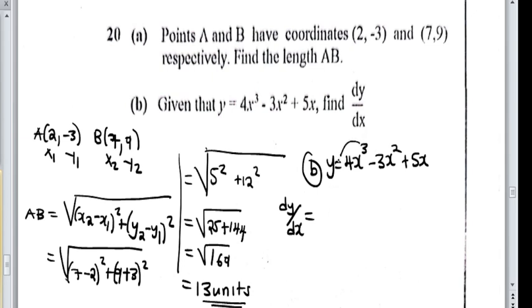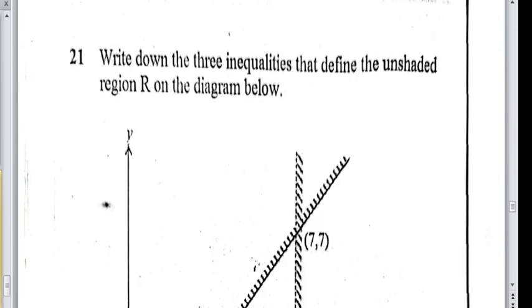This 3 will multiply 4, so that it becomes 12x, then the power reduced by 1 becomes 2. These 2 multiply 3, so that it becomes 6, the power reduces by 1, then that one will just remain as 5. Differentiating is very simple and straightforward. That is the answer. We go to question 21.